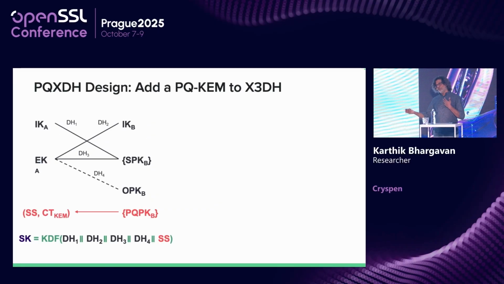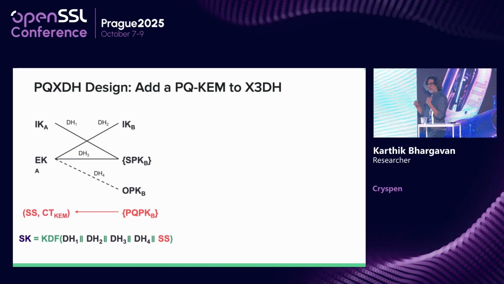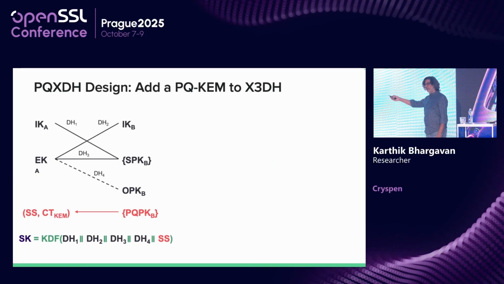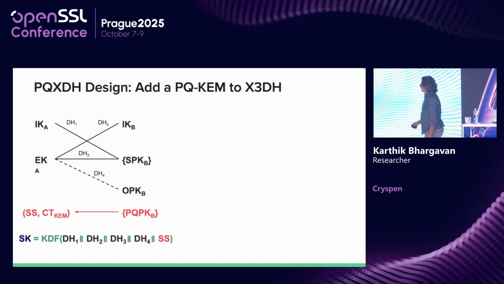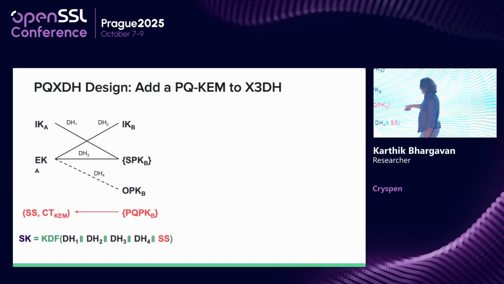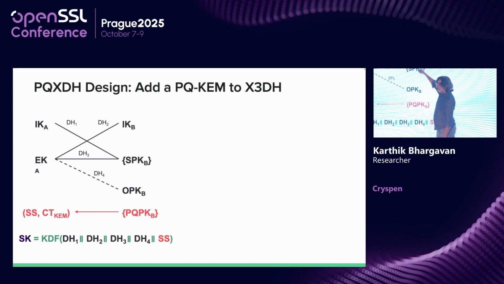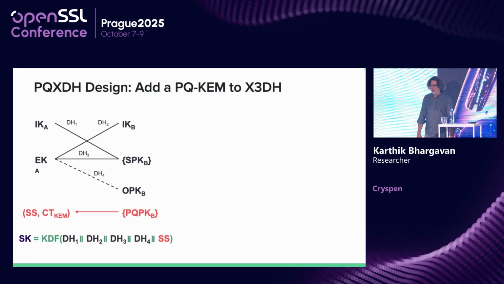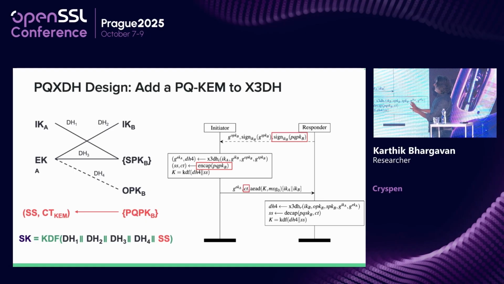And recently, about 2 years ago, Signal started the post-quantum transition by first changing X3DH into something called PQXDH, a post-quantum version of X3DH, where all they did was add a new post-quantum KEM to mix in with all the other keys they already had. They already had 4 Diffie-Hellmans happening. They added a post-quantum KEM to it. So in that sense, it's a very simple change.